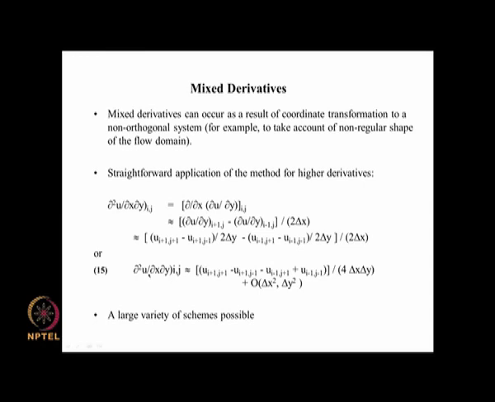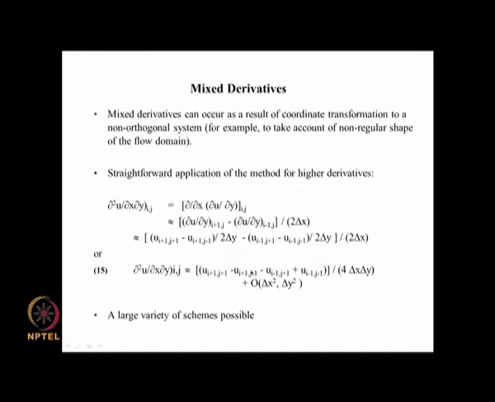Now you can simplify all these things, and you could be getting an expression as given here: u at i+1, j+1 minus u at i+1, j-1, minus u at i-1, j+1, plus u at i-1, j-1. So you have i+1, j+1.